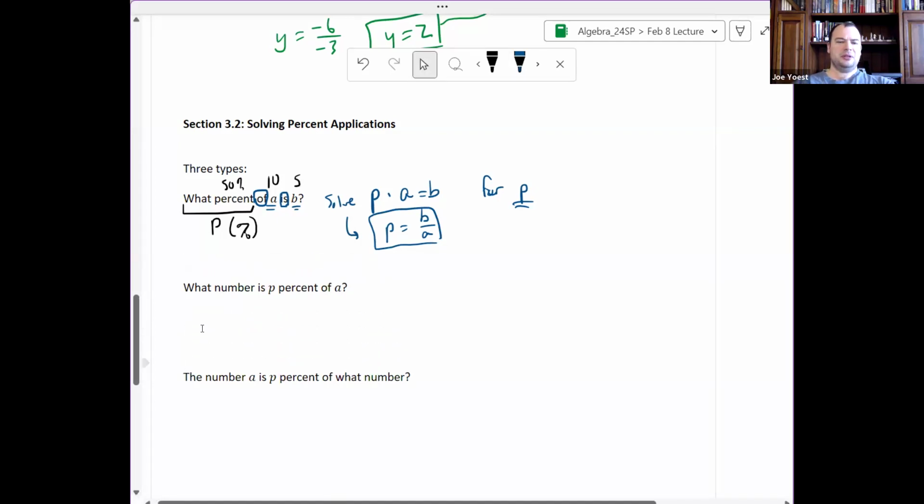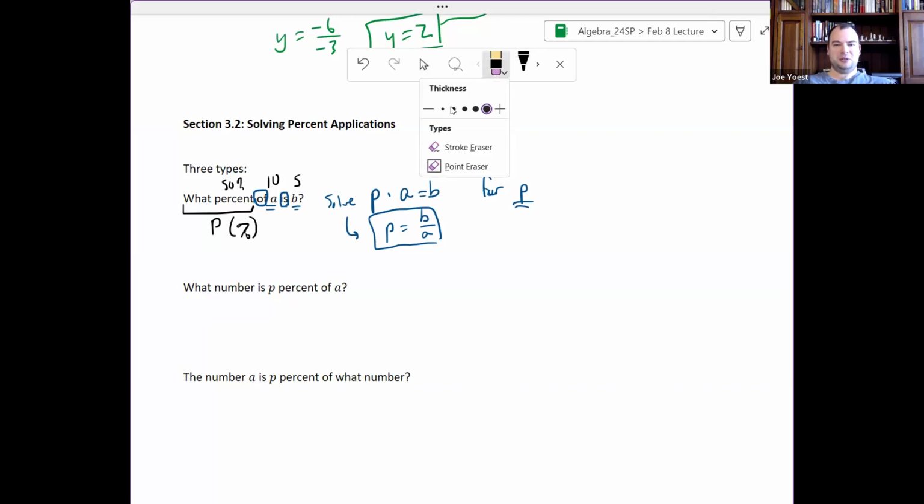So these percent problems, if you're not careful, it's easy to get things backwards. But if you go through methodically and carefully, and especially if you check with a special case like 50% of 10 is 5 and ask, does it make sense that I wrote it this way? I think they're not too bad.